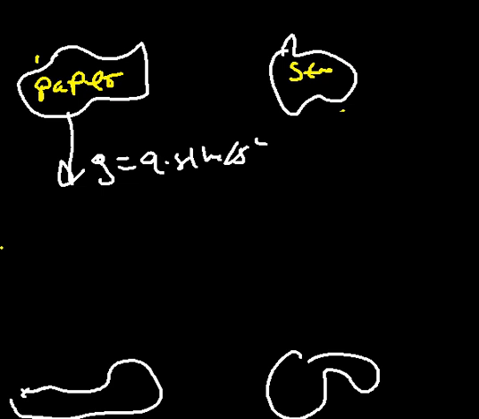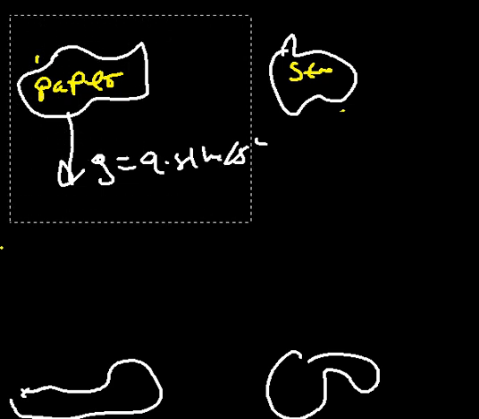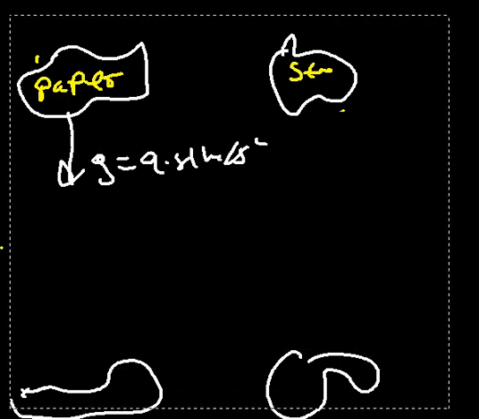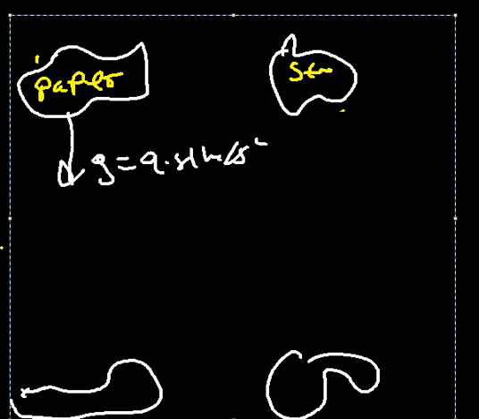Whenever the objects are falling down, acceleration due to gravity is positive. And whenever the objects are going upwards, we have negative acceleration due to gravity, because the object is moving against the gravitational force. So take note of that.